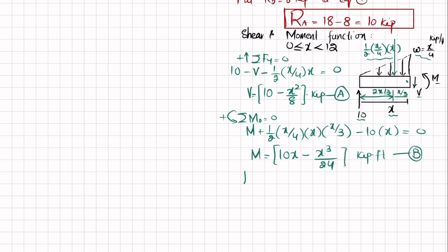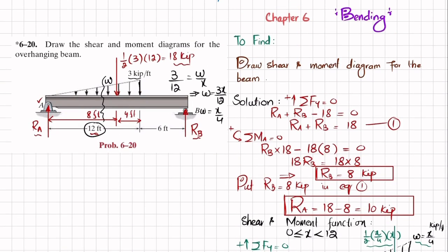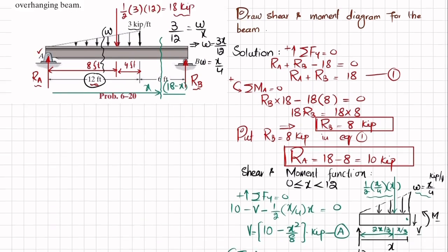Now equations A and B are valid for X greater than or equal to 0 and less than or equal to 12 feet. So again, now here we will take another section at this point. The total distance is 18 feet and let this distance be X. So the remaining distance will be equal to 18 minus X. We will focus on this portion and draw the free body diagram.